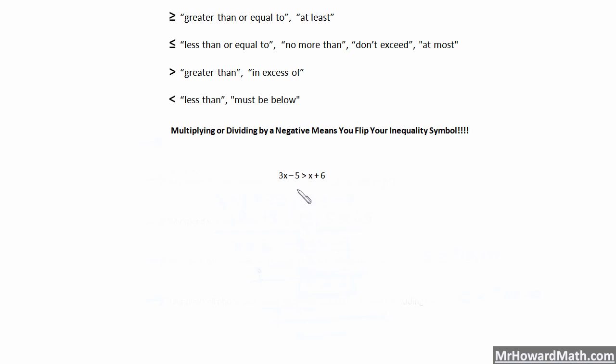Alright, we have another example here. 3x minus 5 is greater than x plus 6. Okay, same rules would apply here as if this was an equation and this was an equal sign. Don't let this freak you out. The first thing that we can do, we have two choices. We can subtract an x from both sides, or we can add 5 to both sides. Remember, our goal is to get x by itself here.